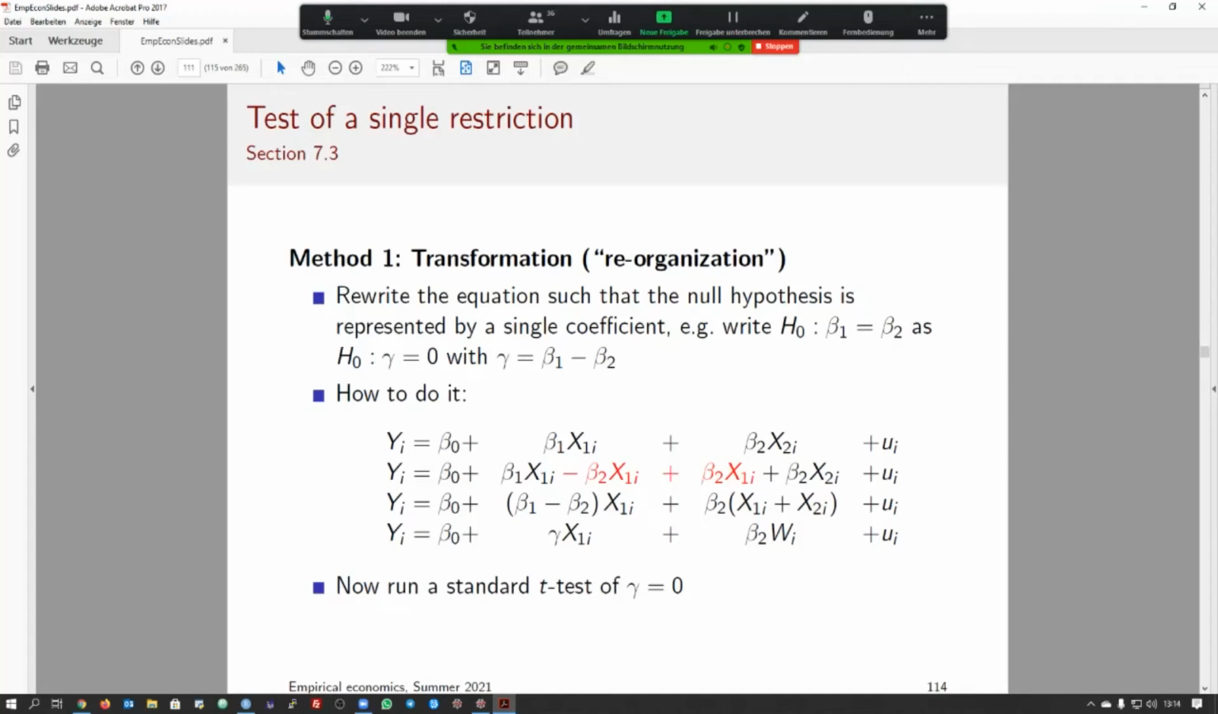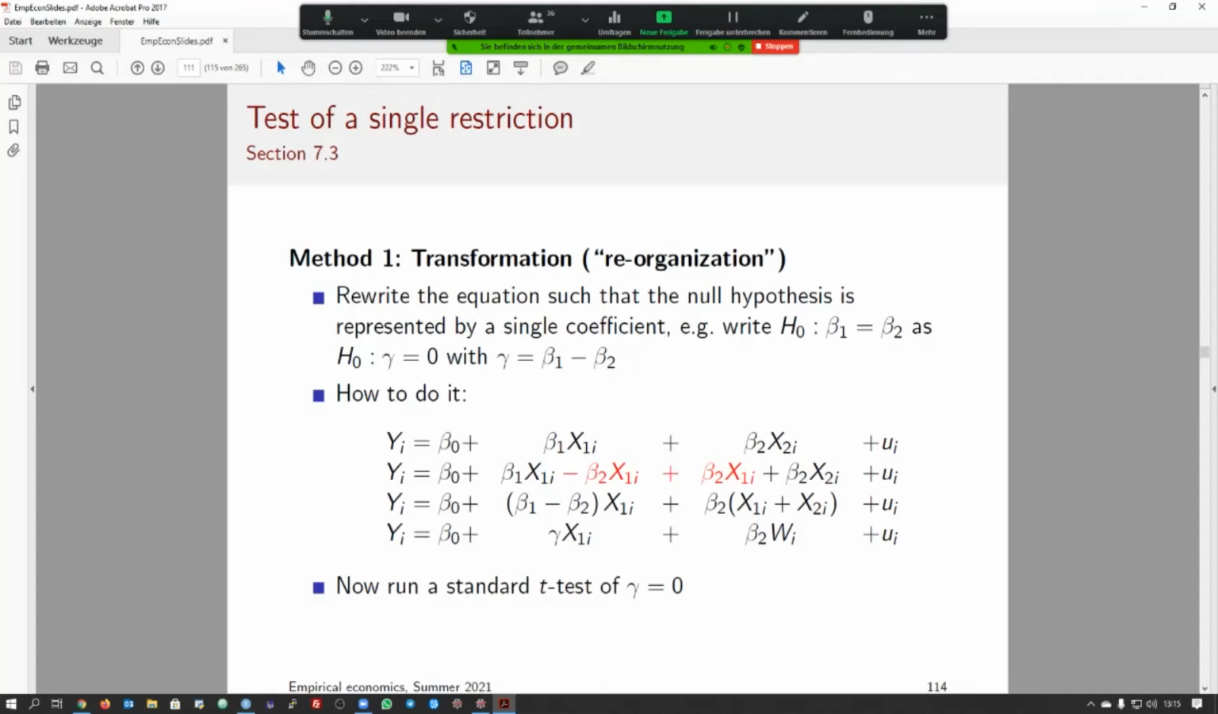But that might still be helpful because in this case here, we can factor out beta 1 minus beta 2 here, and beta 1 minus beta 2, we already know that is gamma. So we have already included gamma in our model. But on the right of this plus sign, we see that we now have beta 2 x1i plus beta 2 x2i. So we can here factor out beta 2. We end up with beta 2 times x1i plus x2i. So nothing else than a new variable, namely a variable that consists of the sum of x1 and x2.